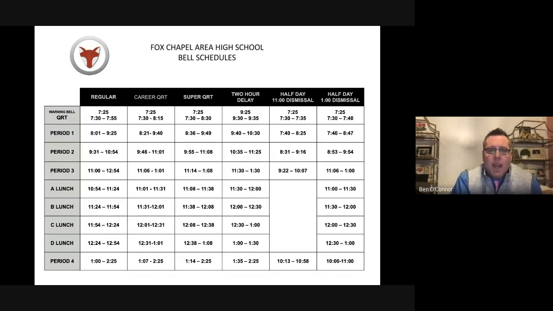So if they, for example, have phys ed during third period, they would go to third period from 11 o'clock all the way till 12:24, get ready, get showered, get cleaned up, and then they would eat D lunch. But if they had, say, a science class during that time, they would go to the A lunch and then report to their science class all the way through. And then the B and C lunches, depending on where they are in the building, will depict what lunch they eat. We have career QRTs, super QRTs.